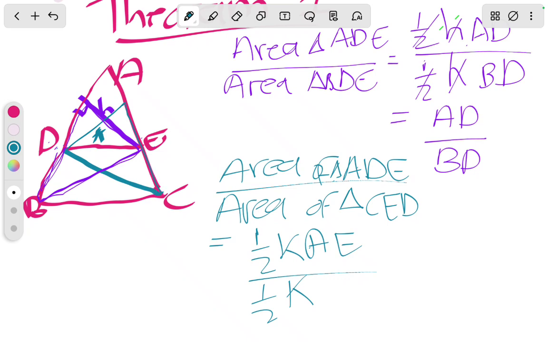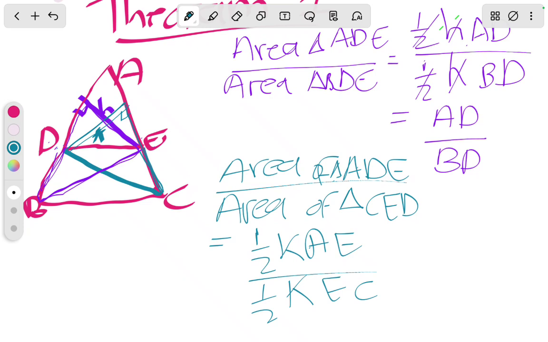As you can see, it has a height of k times EC in this case, because EC is our base on this triangle.